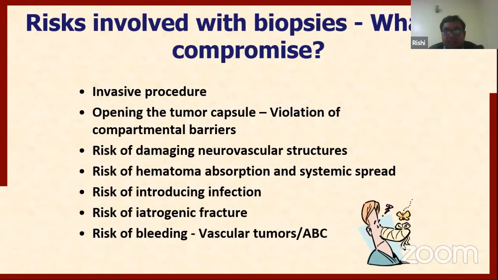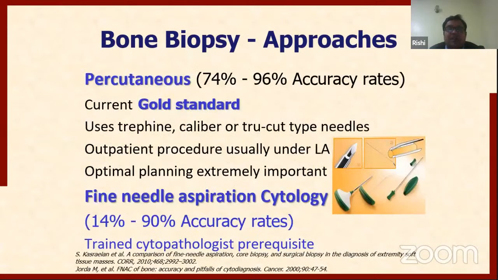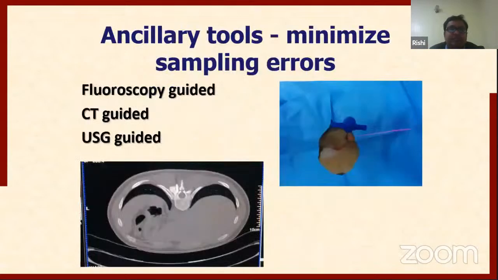It's actually a very complicated procedure. Approaches: we can do open biopsy, incisional or excisional, which yields more tissue sample, but the risk of complications is higher with open biopsies. Nowadays, the current gold standard for musculoskeletal bone tumors is percutaneous core needle biopsy. FNAC is usually done for other lesions; usually we don't do it in musculoskeletal bone tumors.